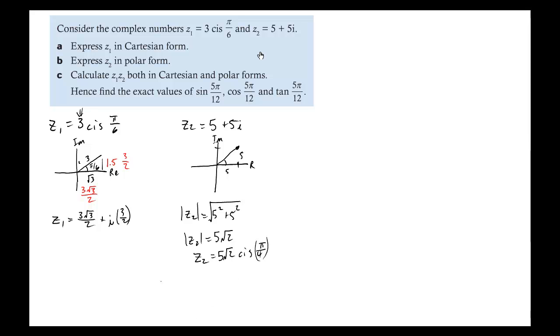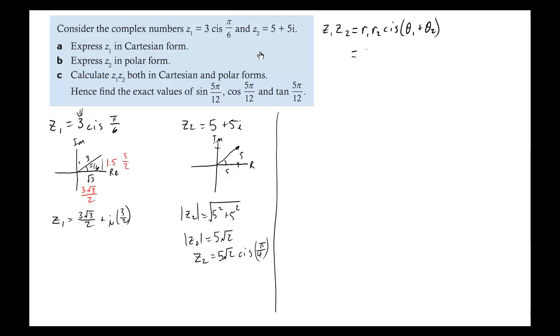Easy stuff, right? Now it wants us to calculate z1 z2 in both Cartesian and polar forms. What it wants you to do is see which one is easier and get some practice with the mathematics of both ways. So let's do the polar first, because it's easier. Remember what we learned in the last video: if I do z1 times z2, then the result is r1 times r2 times the cis of theta 1 plus theta 2. And that's what we proved in the last video.